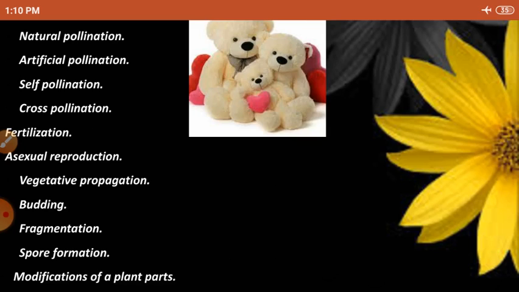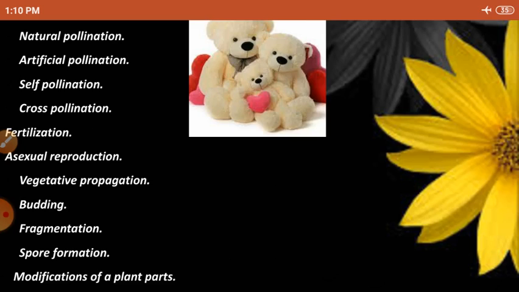Modification of plant parts. Modification means some changes. We know the functions of root, stem and branches, and modification means these are not in their normal condition. For example, carrot and beetroot. These are the root part of the plant, but we consume them as food because these plants store food in the root. So these are called modifications, some changes.